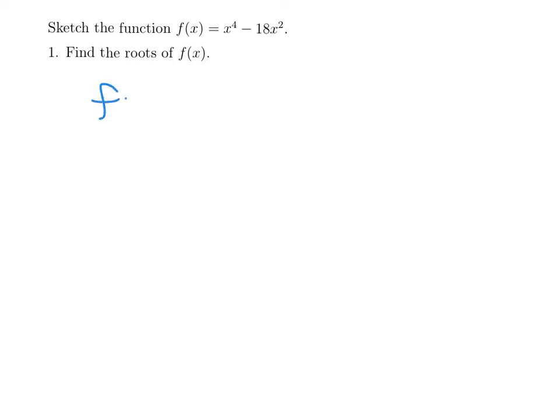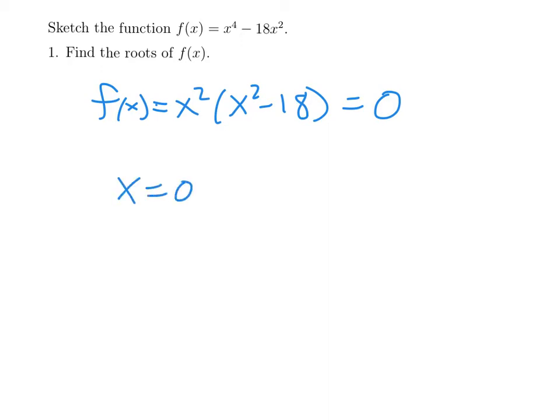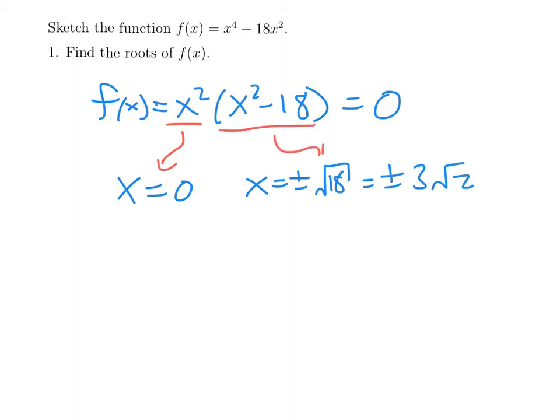To find the roots of this function, we're going to first factor it, take out the common x squared that we see, and set that equal to 0. x squared minus 18 doesn't actually factor any further than that, and so we end up with x equals 0, and x equals plus or minus the square root of 18, which is plus or minus 3 square roots of 2. The x equals 0 term comes from the x squared being set equal to 0, and the square roots come from saying x squared minus 18 equal to 0.